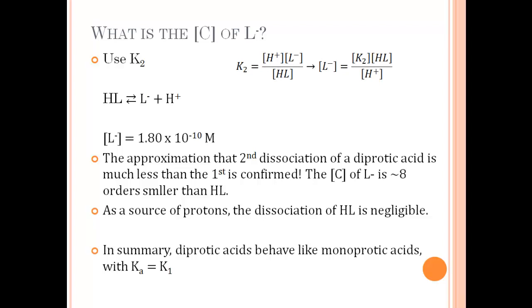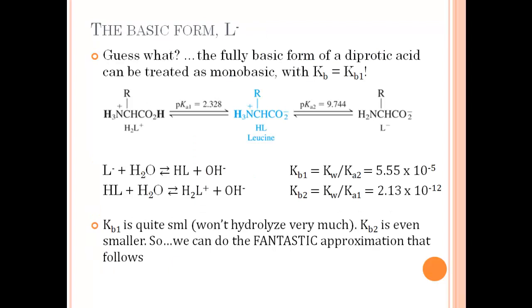Generally speaking, diprotic acids behave like monoprotic acids, meaning that the Ka is going to be equal to K1. So now, what about the basic form, L minus? We did the acidic form, which was H2L+, and we found the pH of the solution and the concentrations of each individual species. But now what if we wanted to do the L minus, the basic form? Thankfully, the fully basic form of a diprotic acid can be treated as monobasic. Yay for that, because it's exactly what we did before.